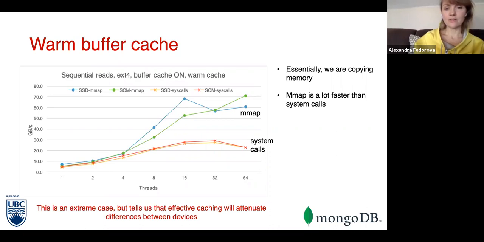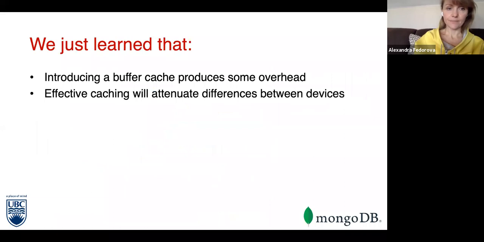So this is an extreme case with a warm buffer cache and all the data staged there, because we're not accessing the devices at all. But it highlights to us that if our caching is effective, then as expected, the difference between devices will be eliminated. So we just learned that introducing a buffer cache produces some overhead, but not dramatic, and effective caching will attenuate the differences between devices.